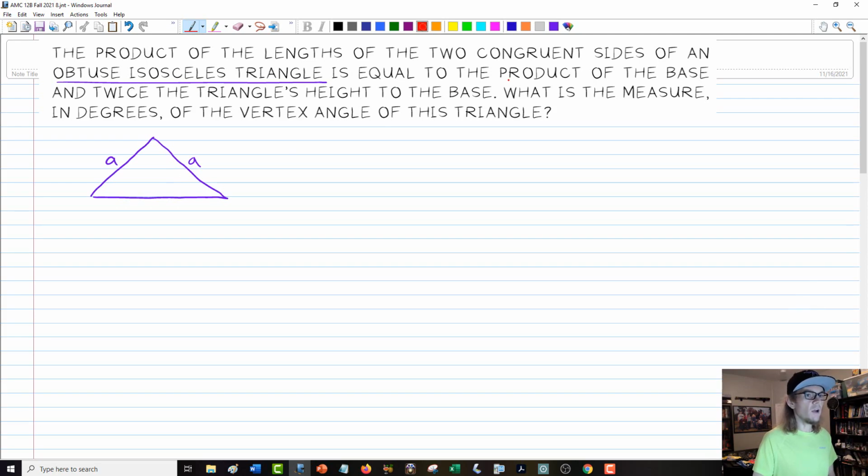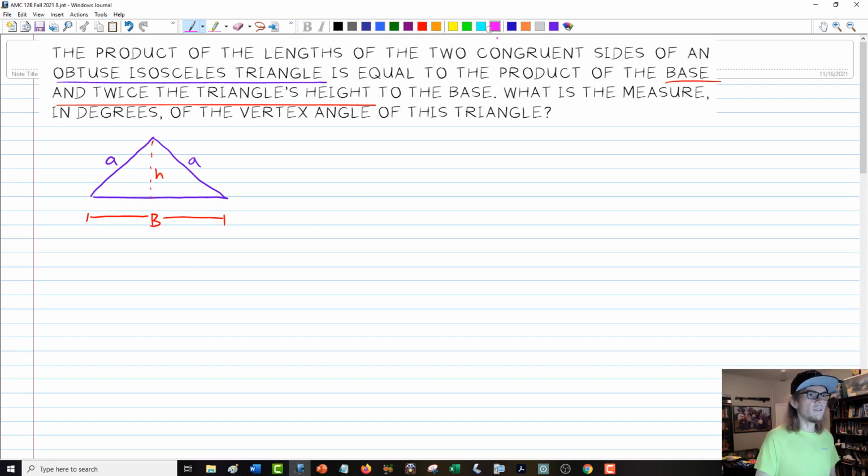It's equal to the product of the base and twice the triangle's height. So we've got something about the base and something about the triangle's height. We need to deal with that a little bit, so let's label them as well. I'm going to call this base B, so that entire base is B. I'm also going to call this height H. So we've got those two.